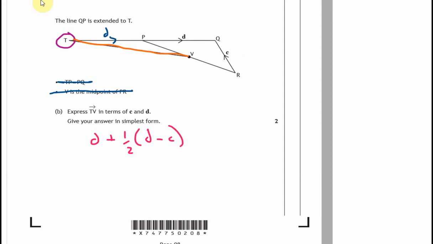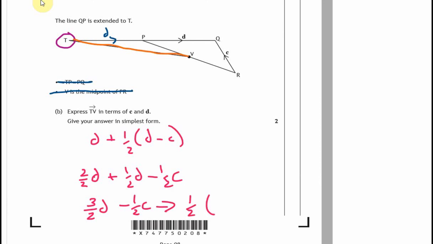So yeah, D plus a half DC. So what does that mean? So we have D plus a half D minus a half C. So let's group them together. D and a half D, that's obviously going to give us 3 halves D, because this is effectively 2 halves, isn't it? Okay, minus a half C. And then we could take out the half as a common factor, and say, well, that's going to be a half of 3D minus C.